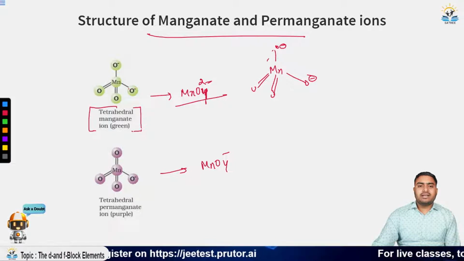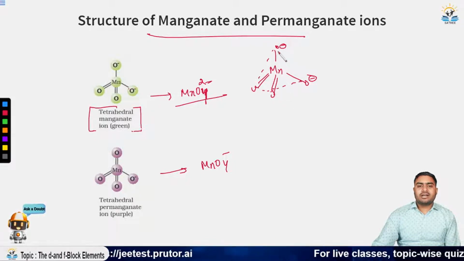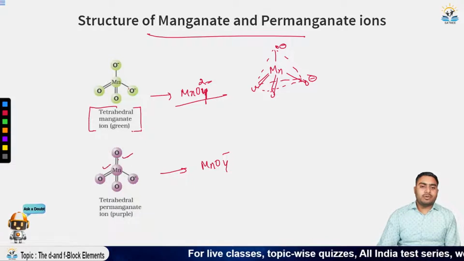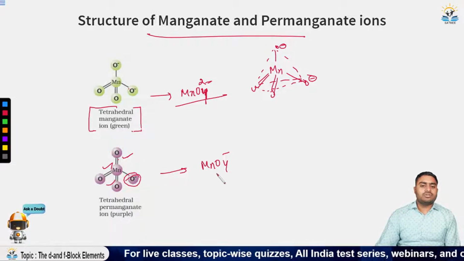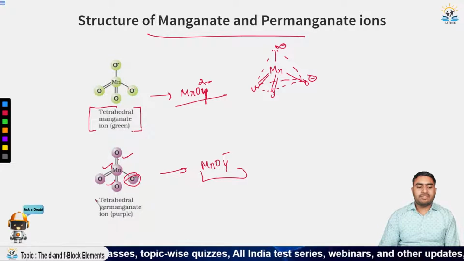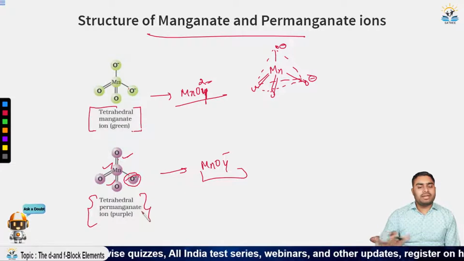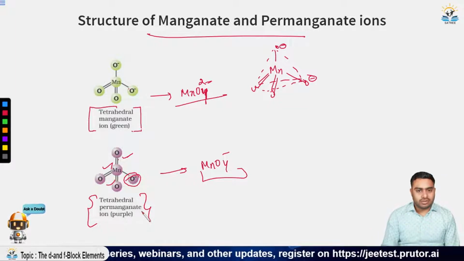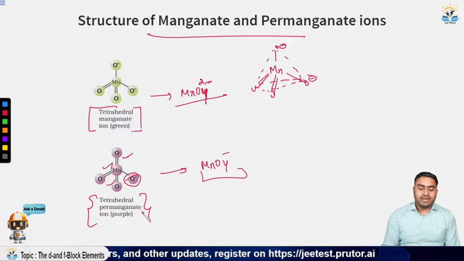This is a tetrahedral structure. I hope you are very clear about this structure. Similarly, three double bonds are there with oxygen and a single O negative. So this is MnO4 negative. This is also tetrahedral, but it is purple in color. The color changes due to the presence of an unpaired electron as well.